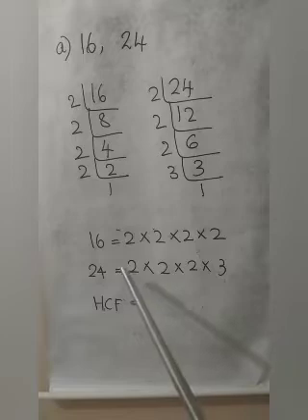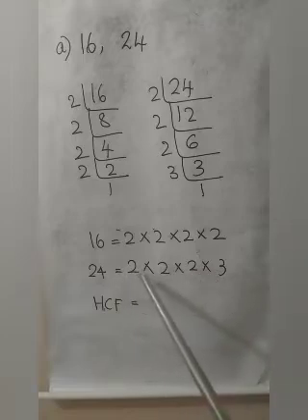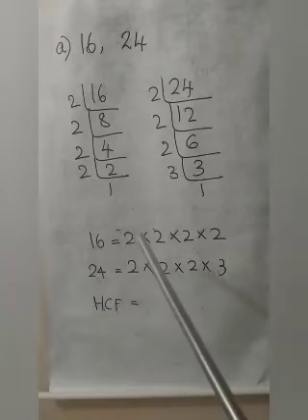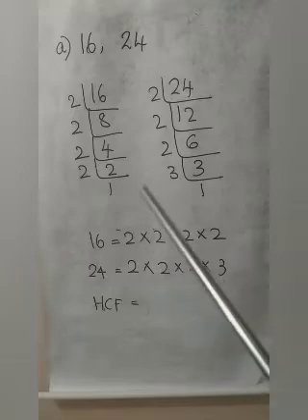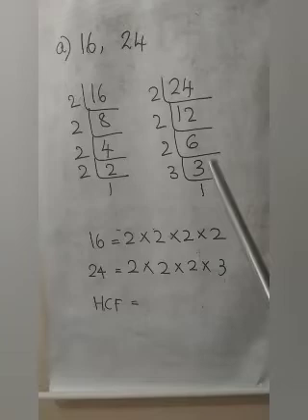Again, confirm whether all the numbers are prime. 2 and 3 are prime, and multiply: 2 into 2, 4. 4 into 2, 8. 8 into 3, 24. So, our prime factorization first step is over. What is our first step? That we prime factorized both the numbers.